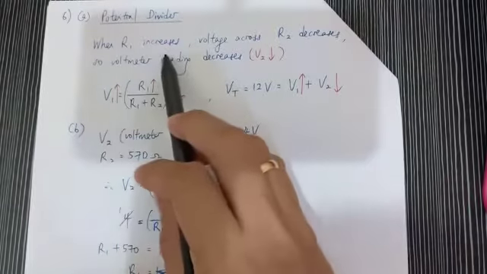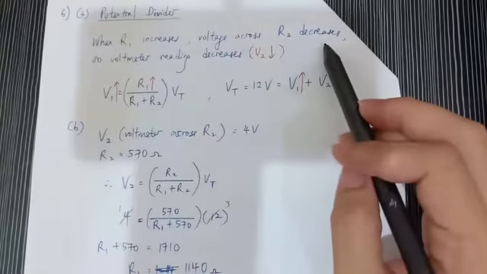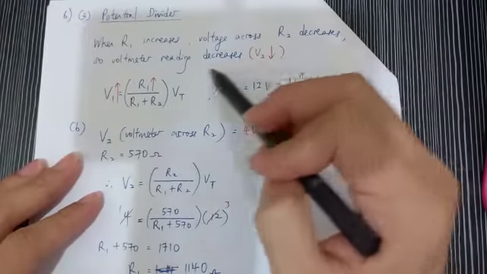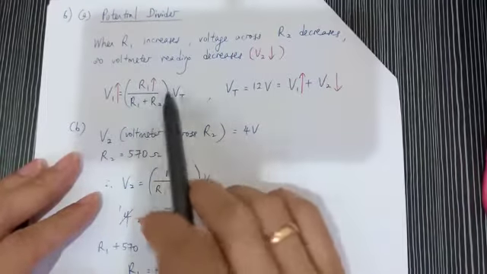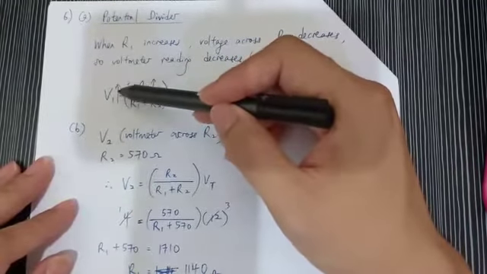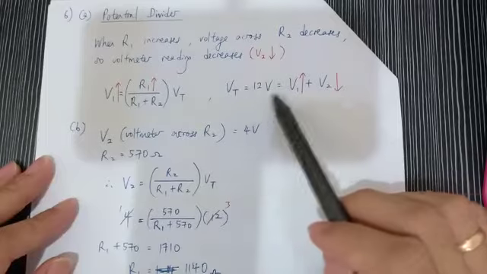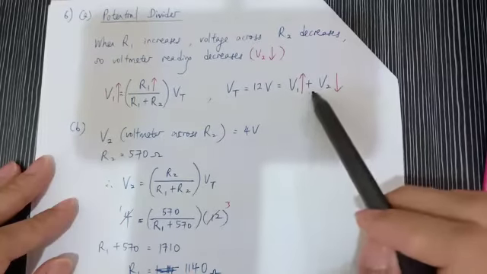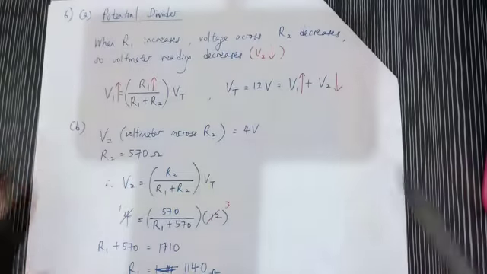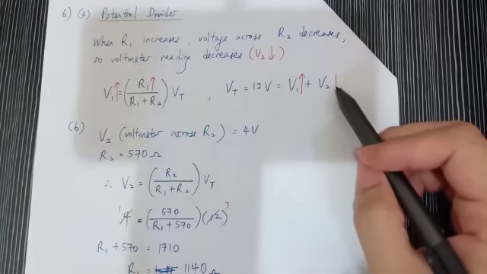When R1 increases, the voltage across R2 decreases, so the voltmeter reading also decreases. V2 decreases. Based on the potential divider formula, when R1 increases, V1, the voltage across the variable resistor, increases. The total voltage is 12 volt, equal to V1 plus V2. Since V1 has increased, V2 will decrease. So the voltage across resistance R2 will decrease.